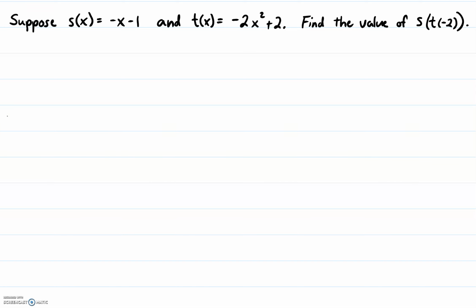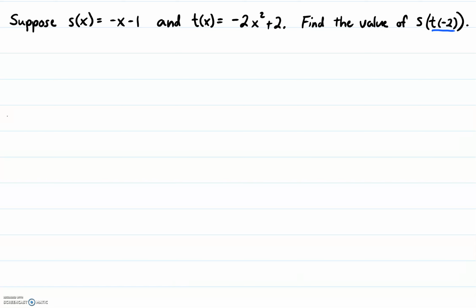So looking at this problem, there's a lot going on. We have two different functions, and we want to find s of t of negative 2, which looks kind of complicated. But really, it's not too bad if you just break it into little pieces and work from the inside out. So first of all, we're going to forget the fact that we're wanting the s of something.